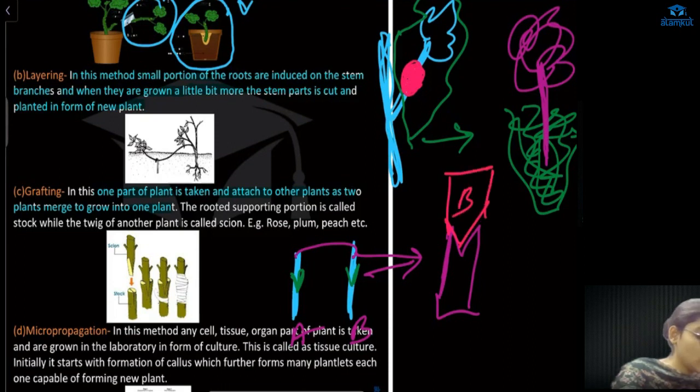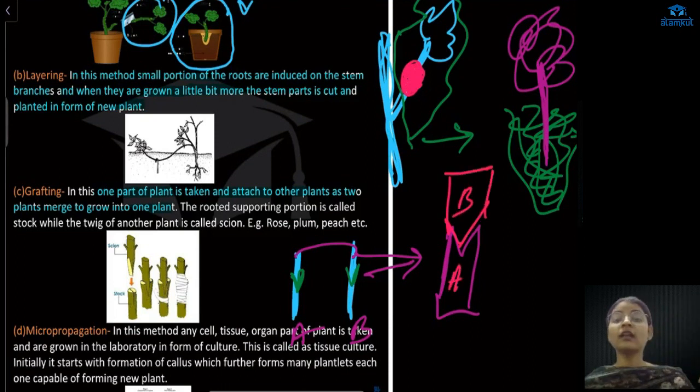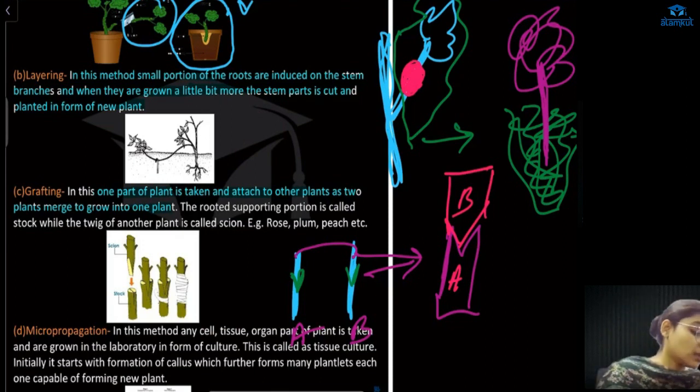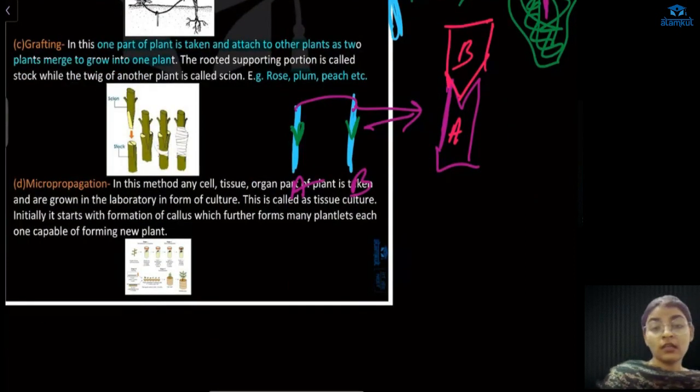From this is B, this is A. So two separate plant entities will combine together and they will form a new plant. Okay, this is done to increase the number of plants. It is done in rose, plum, and peaches. Okay, so this is done in the grafting method.